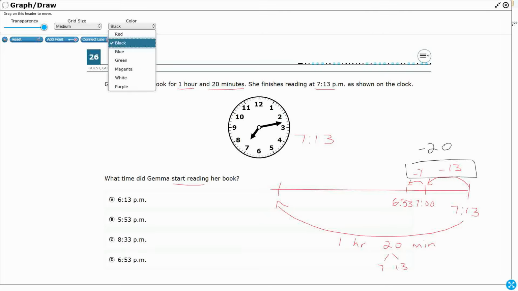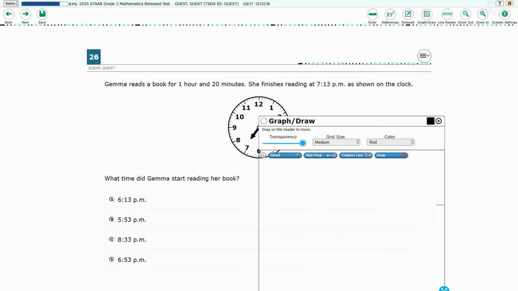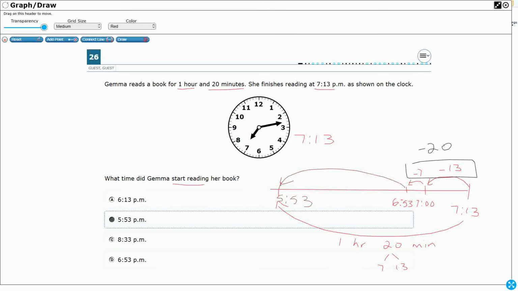And then after that, it's pretty easy because I just need that 1 hour left. And so I'm just going to make this big jump right here. From 6:53, it's going to be 5:53. So there's my answer of B.